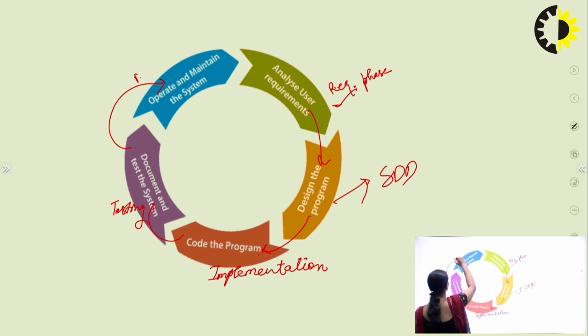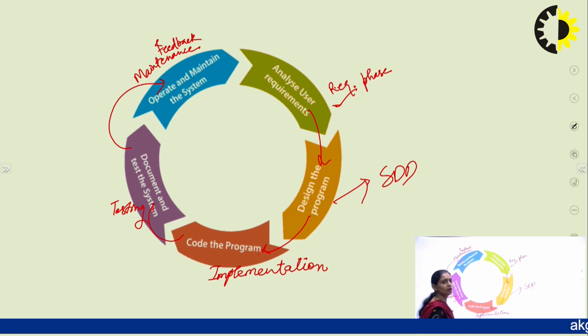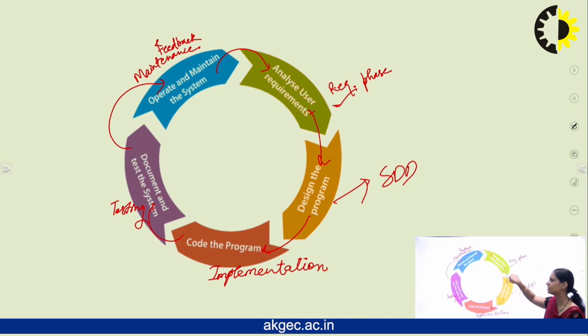So this comes out to be the maintenance phase, wherein the feedback from the user is taken. So here the feedback also is taken from the user. Once the feedback has been taken, we again move to analyzing those feedbacks, and then again the requirements are analyzed, and hence the cycle goes on and on.